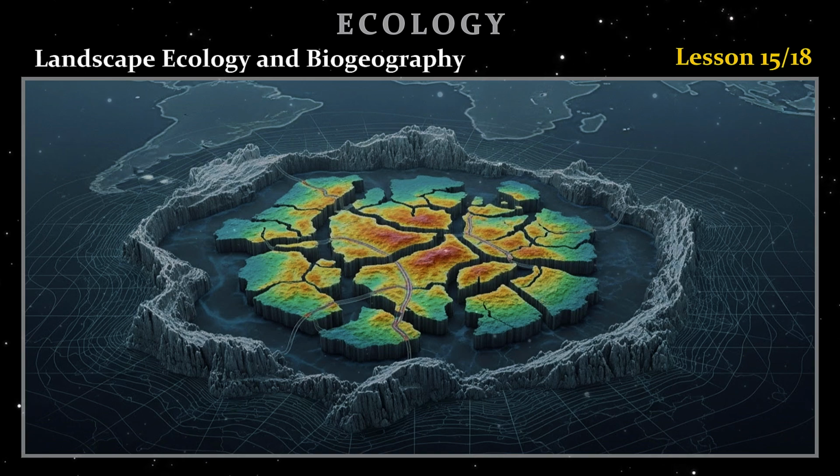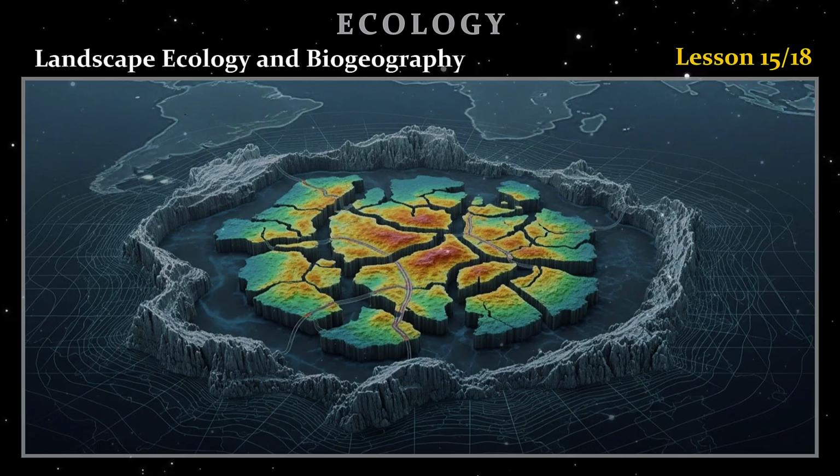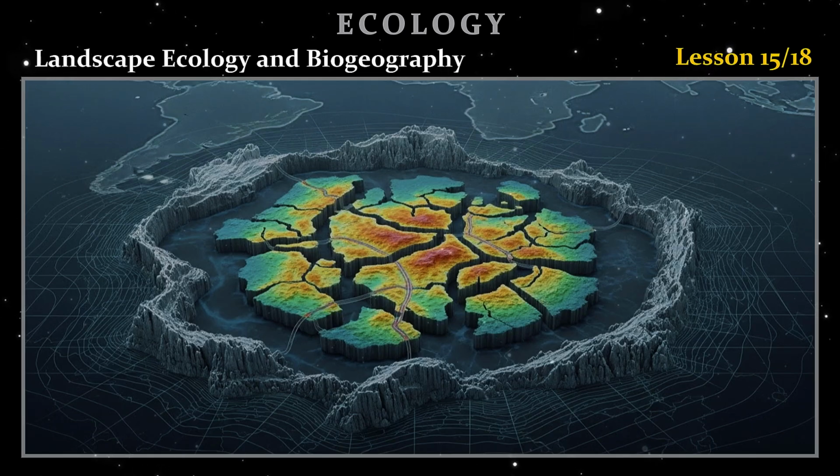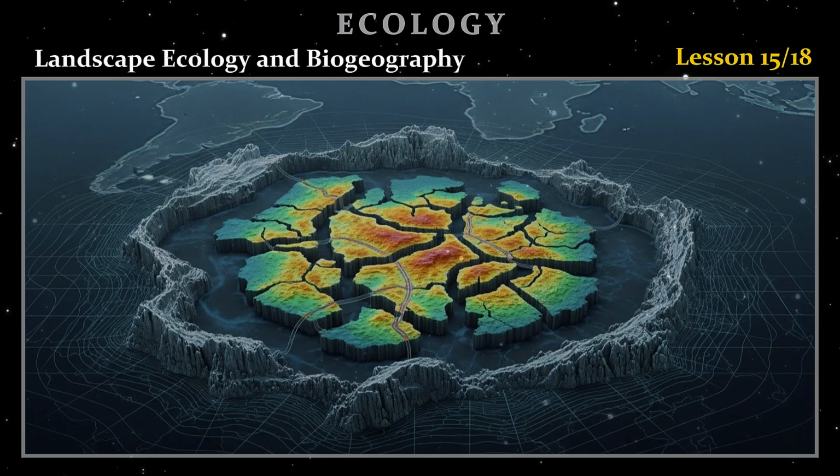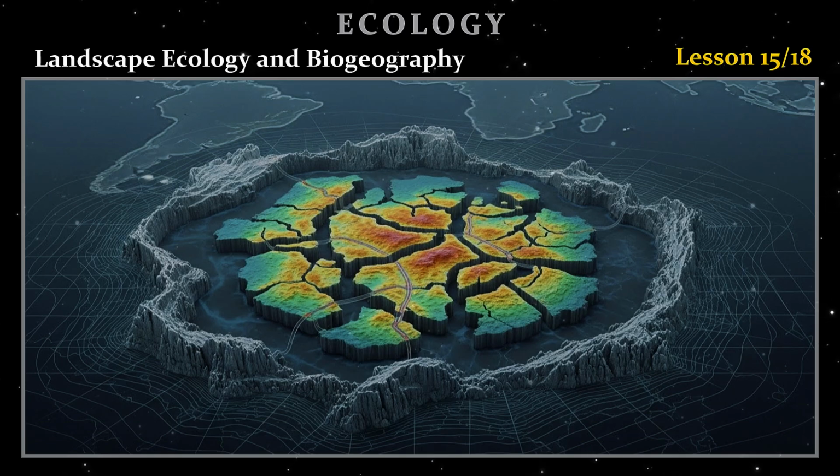Why is landscape ecology the handbook for saving the world? Because it settles the SLOS debate. SLOS stands for single, large, or several small. Conservationists used to argue, is it better to create one giant national park or 5 small parks that equal the same total area? Landscape ecology gives us the answer.